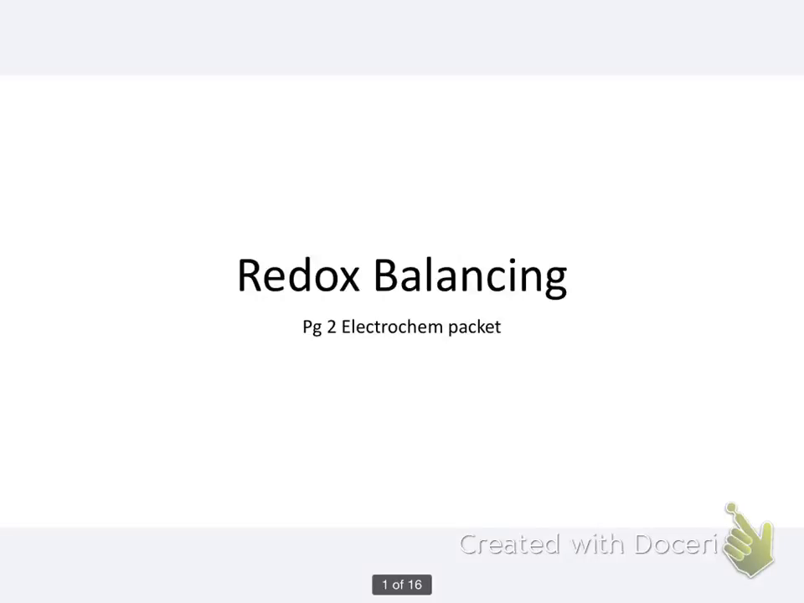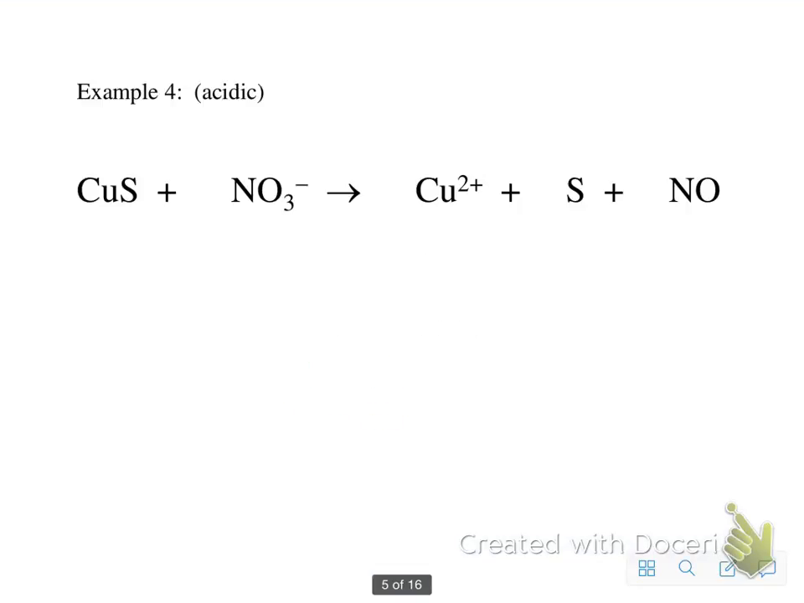Okay, in this podcast, I'm going to do the other two problems on page 2, and I'm going to start with problem 4, which is acidic, and then do number 3, which is basic. Okay, so here it says it's an acidic solution, so I start my balancing the way I have done all the others. It didn't say acidic or basic.